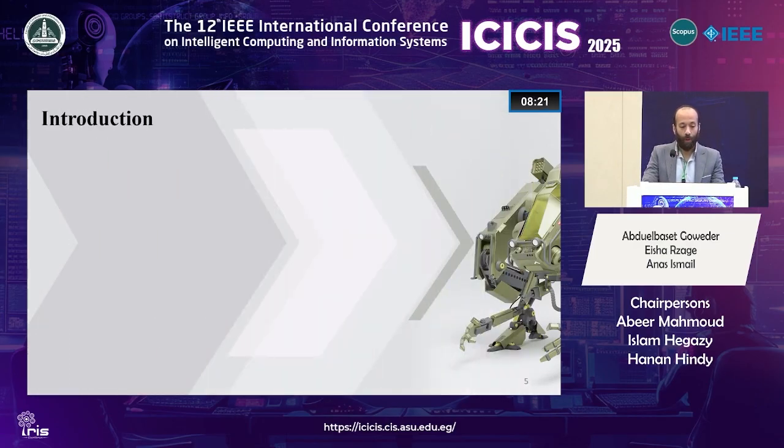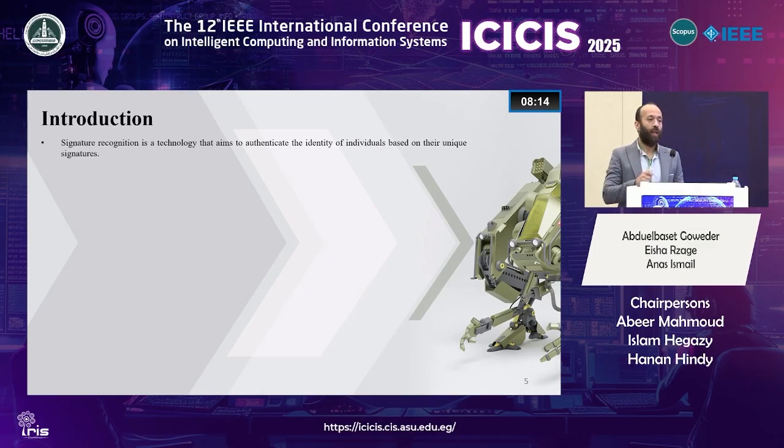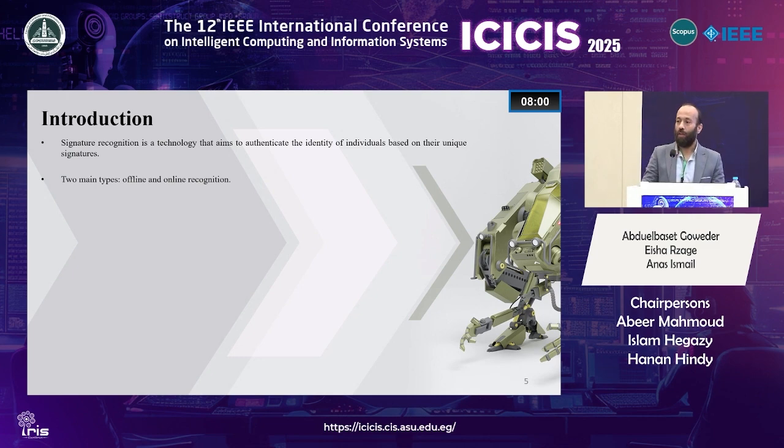Okay. So let me introduce the problem we are trying to solve. Now you sign your signature, and we would like to verify automatically if this signature is your signature or is it a forgery. And in general, there are two types of signatures, offline and online signatures. So an offline signature is where you sign on a paper, and then we take this signature after you finish the signature, and we try to verify or check the authenticity of this signature.